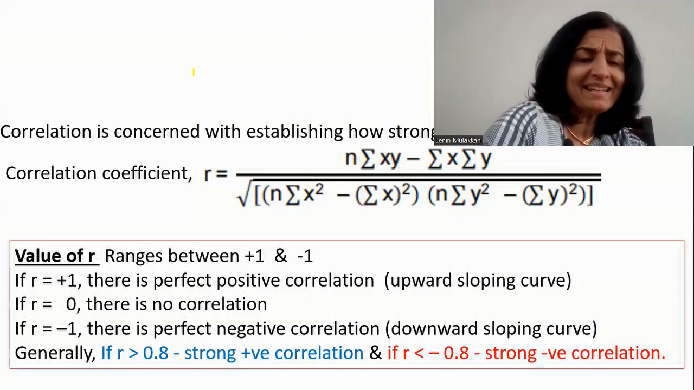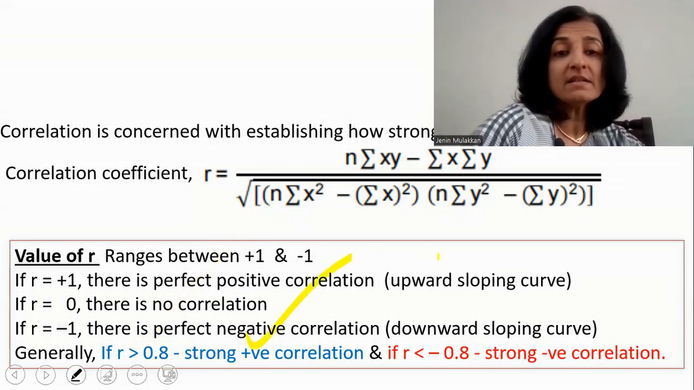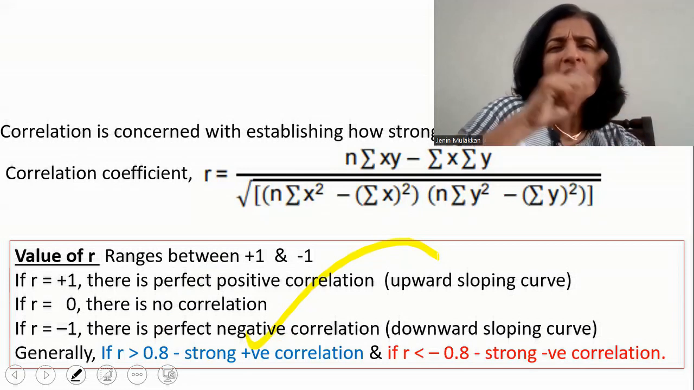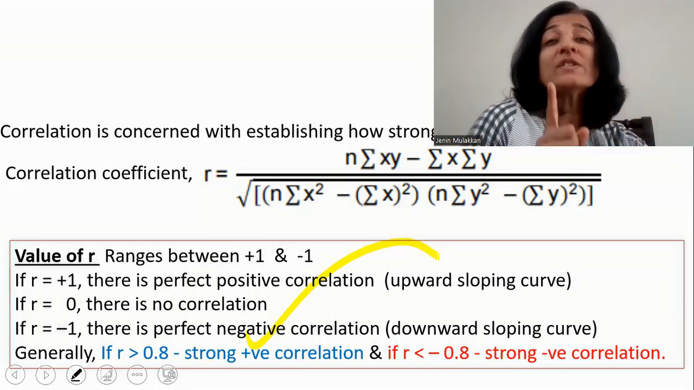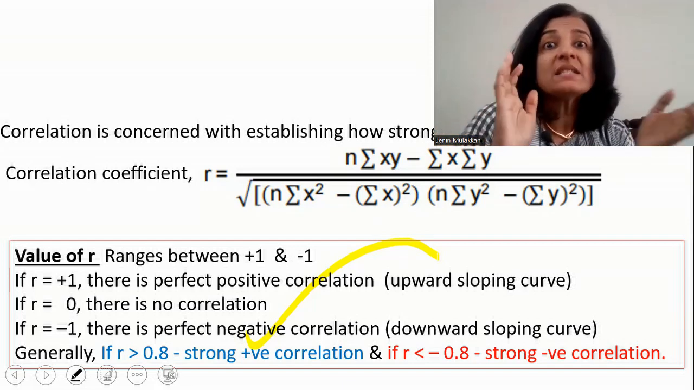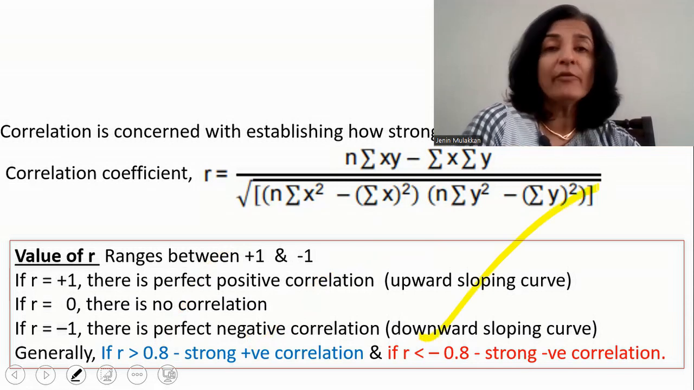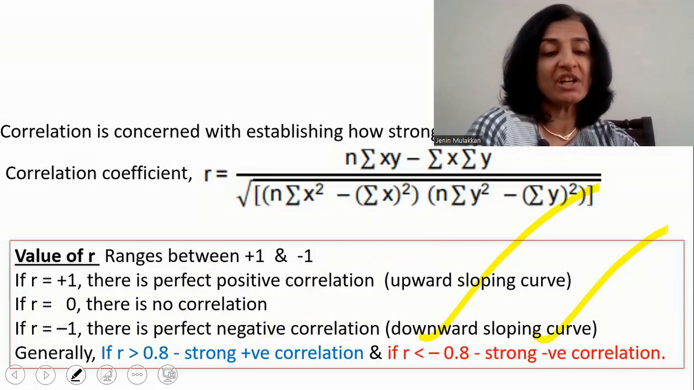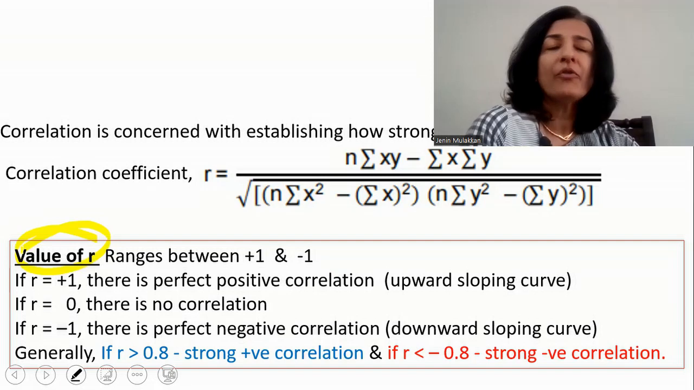And generally, we can say that if R is greater than 0.8, then there is a strong positive correlation. Strong positive correlation means it will not be a perfect straight line, but it will be more or less a straight line. That is, Y is closely dependent on changes in X. When X goes up, Y will also go up. That is the meaning of positive correlation. Likewise, if R is less than -0.8, then we can say that there is a strong negative correlation. So this is the way in which you have to analyze for the values of R.